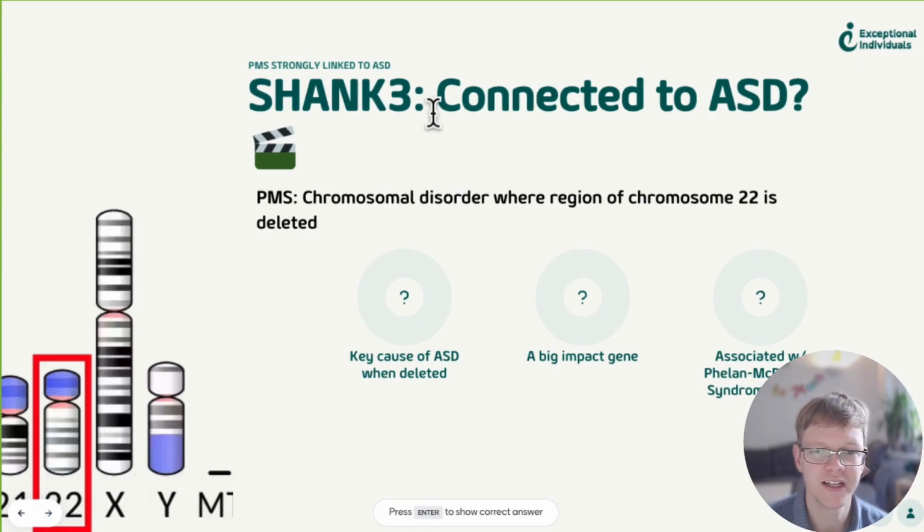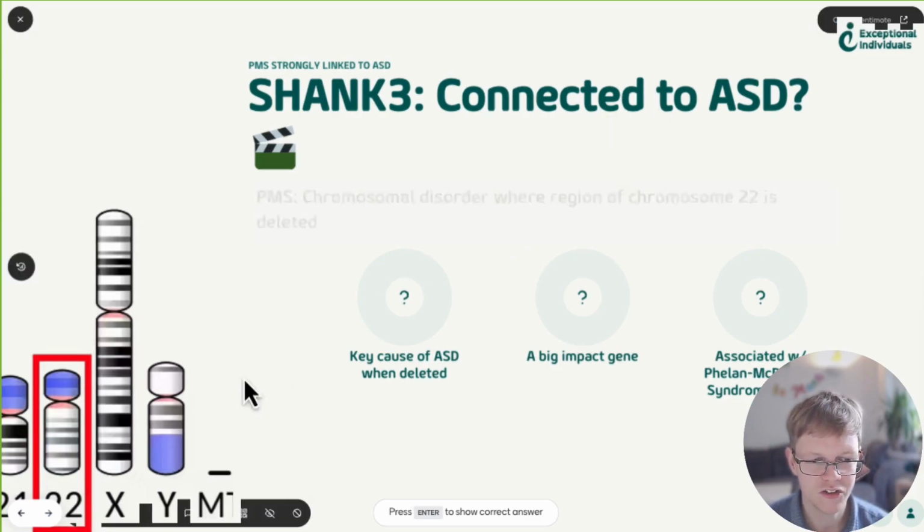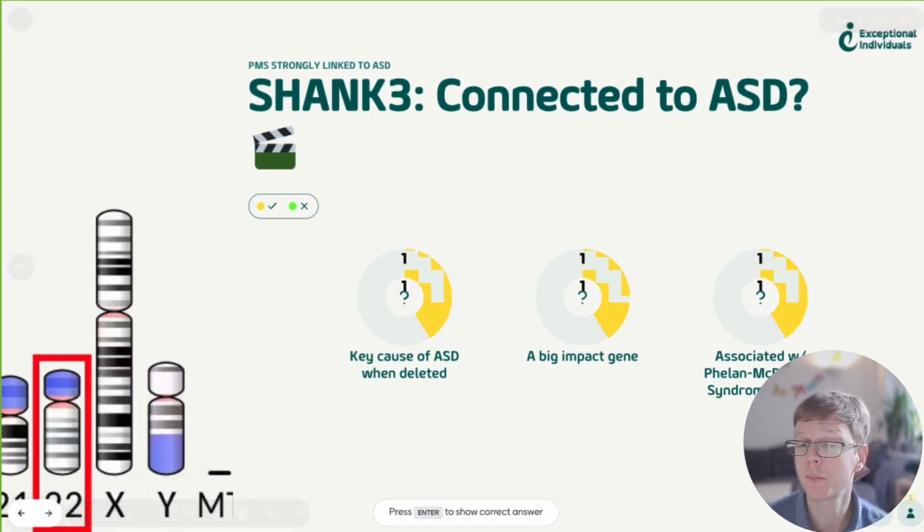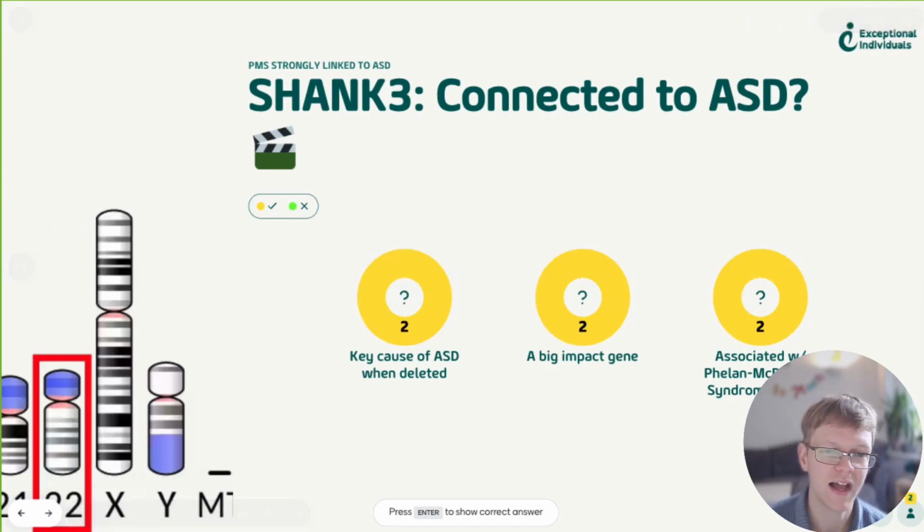So SHANK3, is it actually connected to autism? Well, in our genes, the 22nd one is the potentially problematic one. We know that it is a key cause of autism when deleted. It doesn't mean it's purely that. So there's more to autism than purely SHANK3 being Control-Alt-deleted, but it is definitely something which we are keen to learn more about. We know that it is a big impact gene.